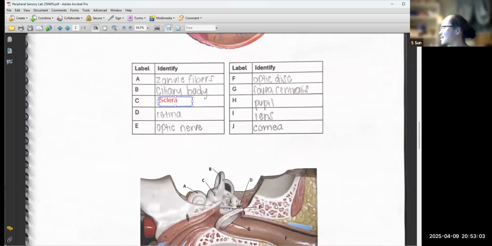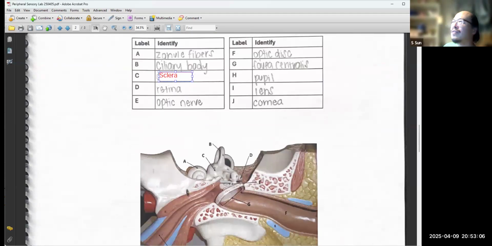Now, the next one is the ear. So let's go to our lecture, and then we will talk about this one. So share again.